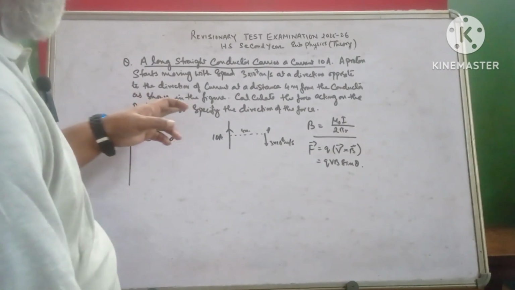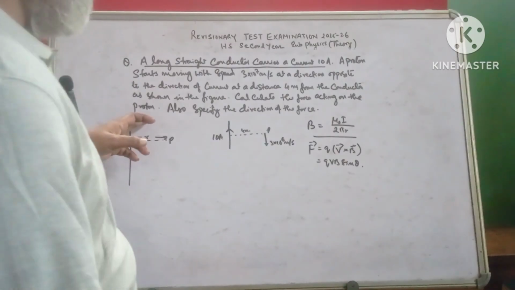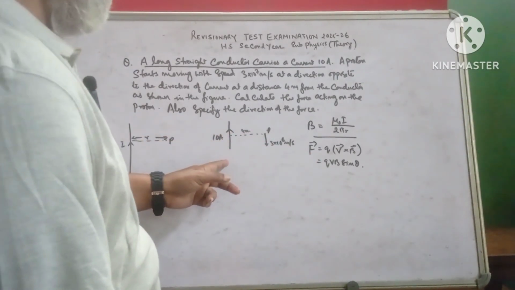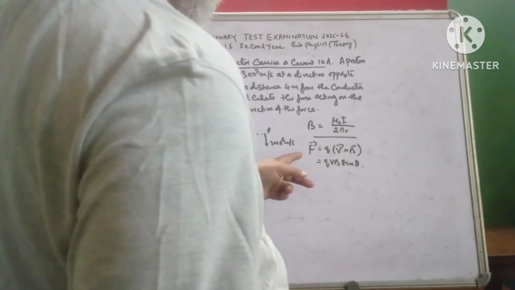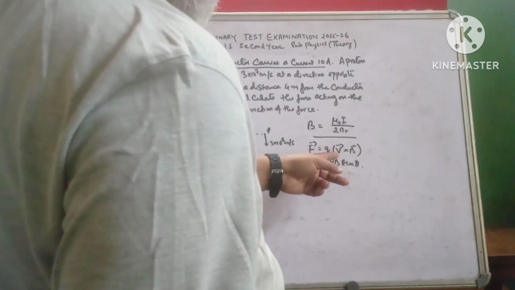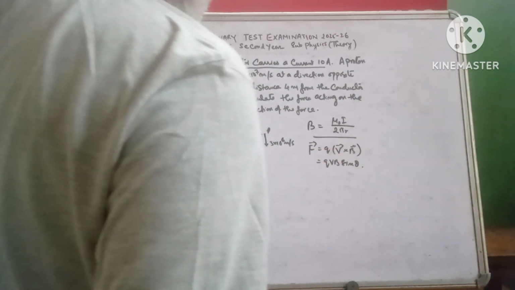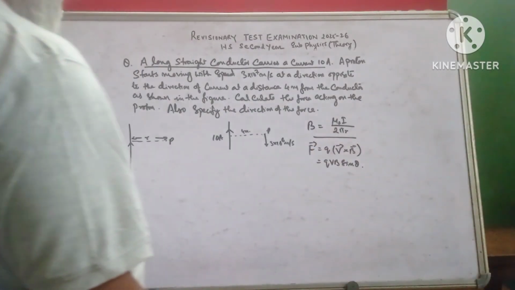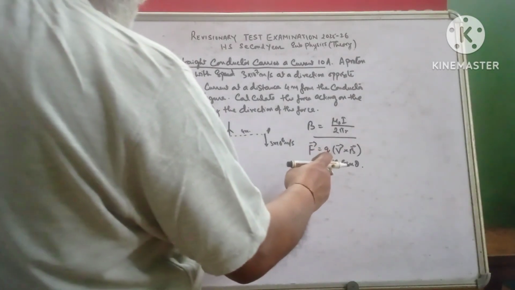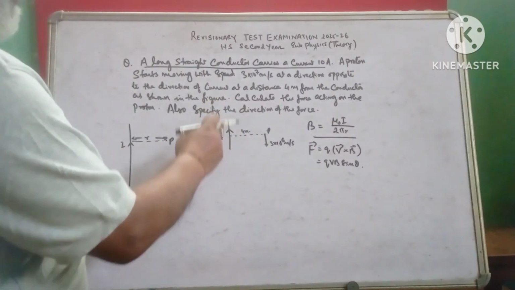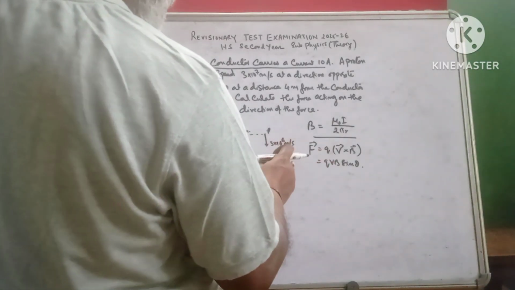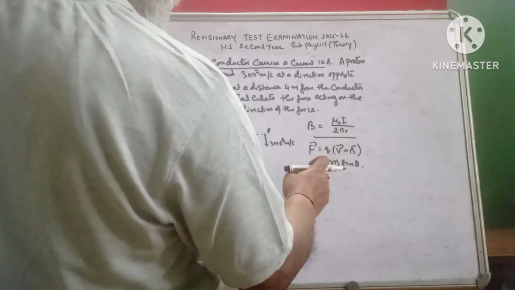The conductor, as shown in the figure, calculate the force acting on the proton. So that is nothing else, that is your V, velocity, that is V cross B. This is the velocity of the charge. So V and I are in the same direction, meaning proton.